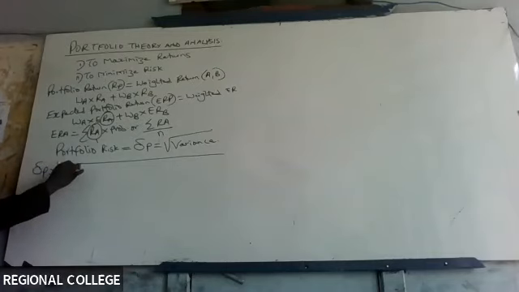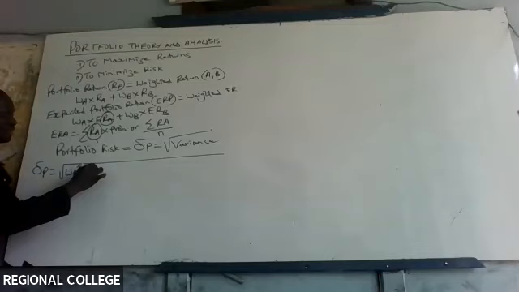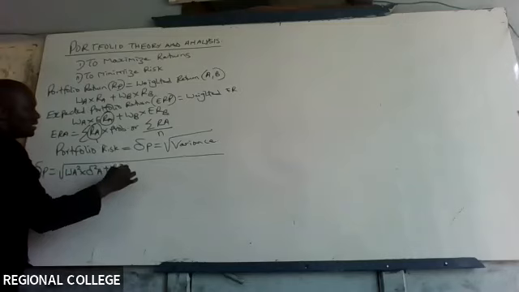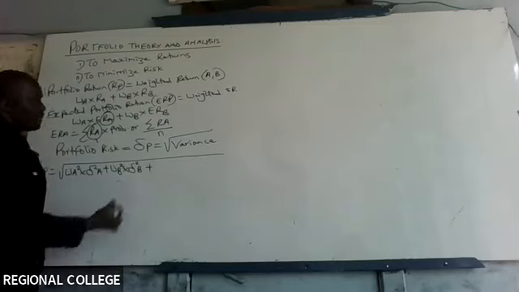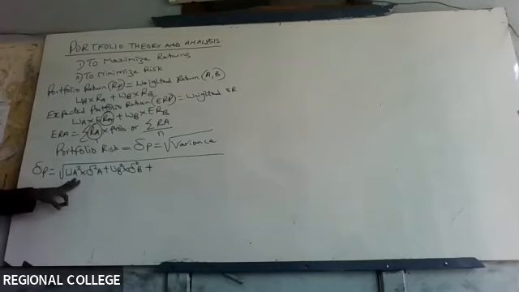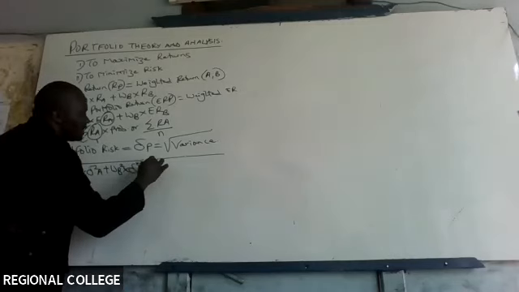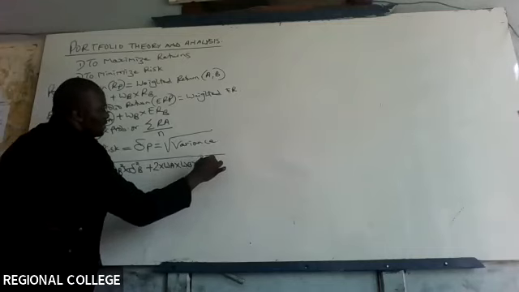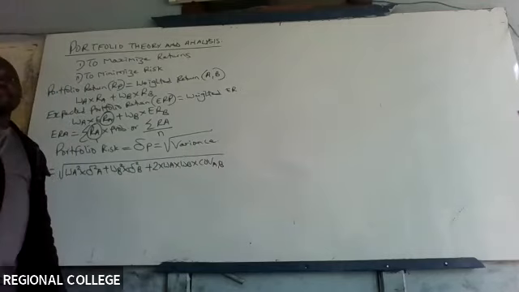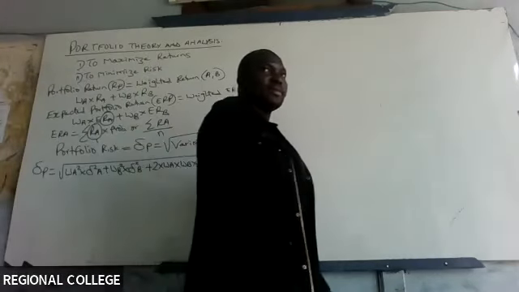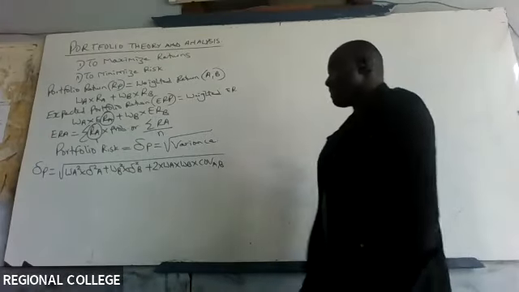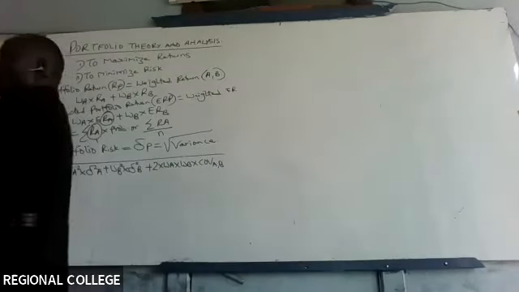Weight of A squared times variance of A plus weight of B squared times variance of B. So we have weight of A, variance of A, where variance is standard deviation squared. So weight of B, variance of B, plus 2 times weight of A times weight of B times covariance of AB. Covariance AB. So that is the portfolio risk.